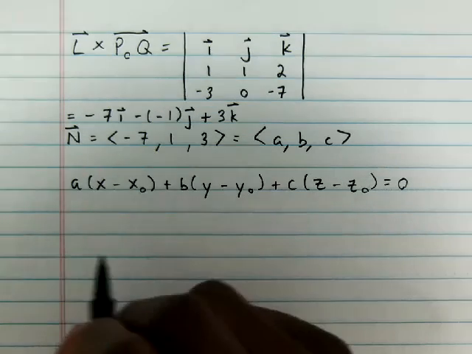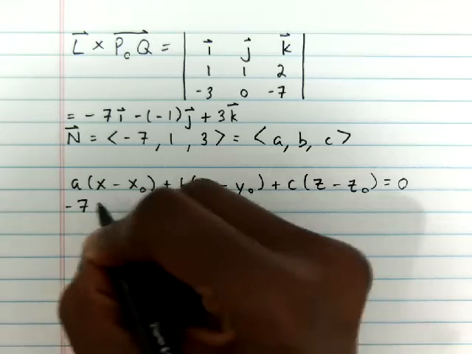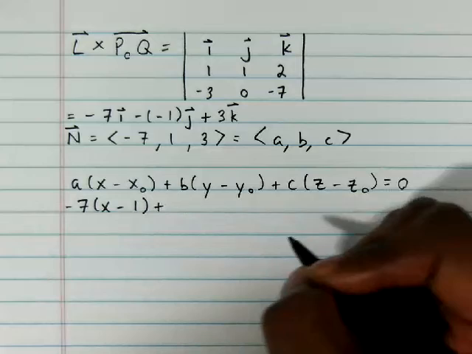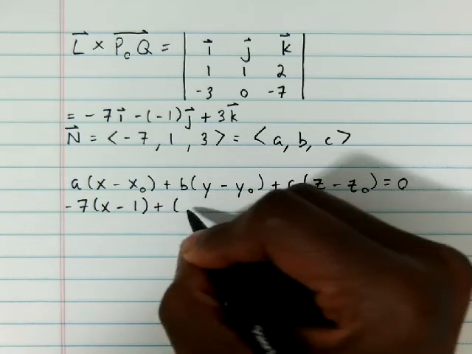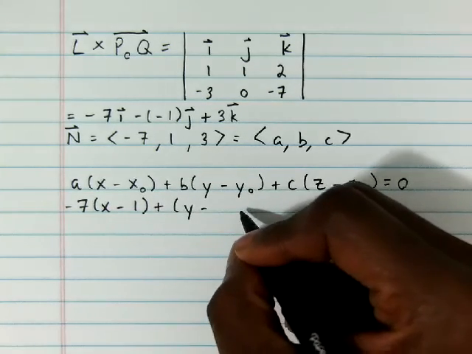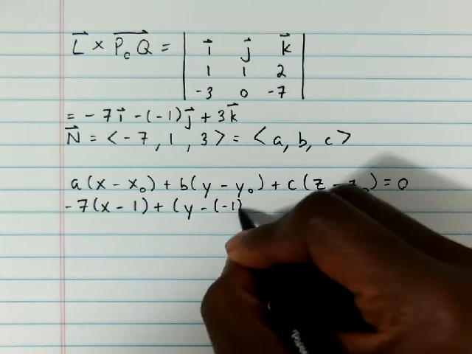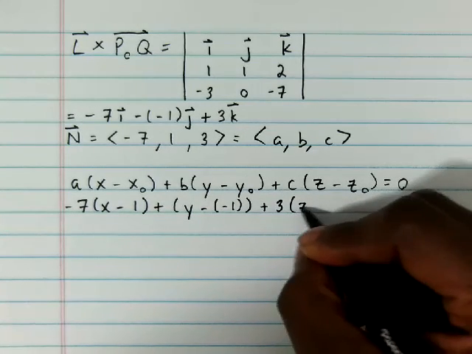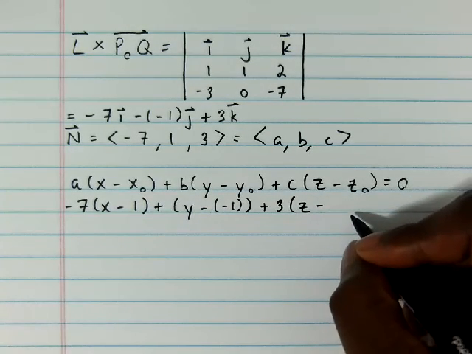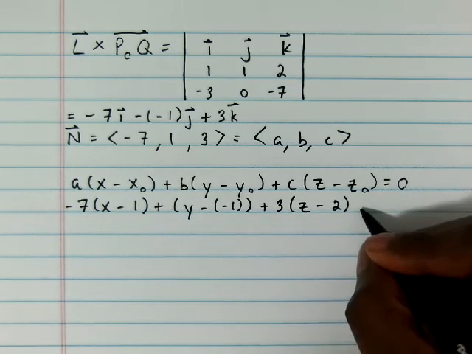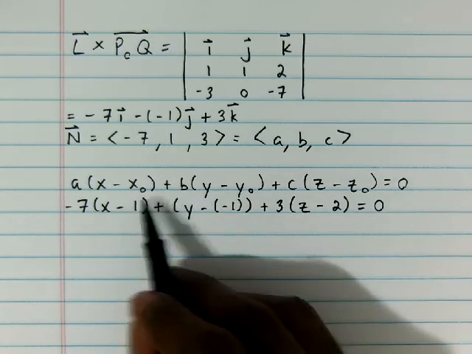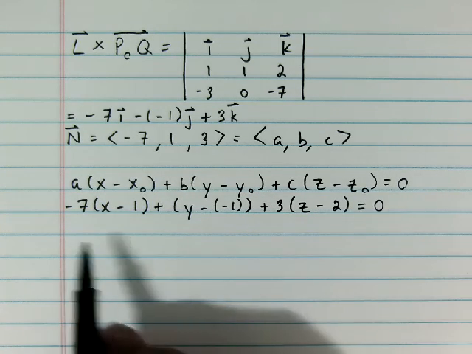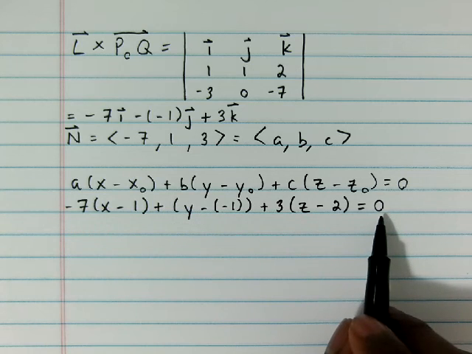So our A is -7 times (x minus our x naught, which was 1), plus our B was 1, and then (y minus our y naught, which was -1). And then our C is 3 times (z minus our z naught, which is 2) equals 0. And remember, this x naught, y naught, z naught came from our point P naught, but it's any point that you want to use on your plane. So this right here would be the equation of that plane that we're asking about.